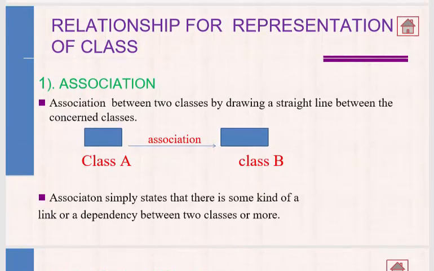What are the relationships for representation of a class? Association. Association is between two classes, drawn as a straight line between the concerned classes. Association simply states that there is some kind of link or dependency between two or more classes. That line is the association that links two or more classes.